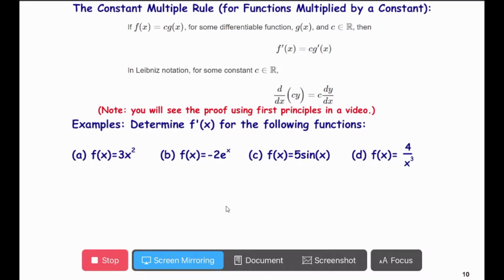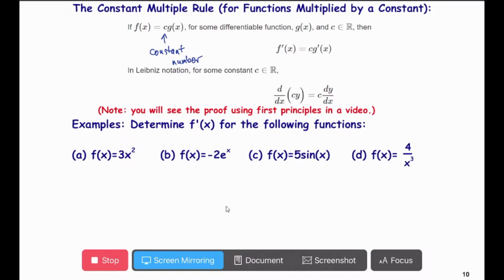Next up, let's take a look at the constant multiple rule. This is for functions multiplied by a constant value. We're going to observe that if f of x equals c times g of x, so c is some constant number. It's called the constant multiple rule, and we're dealing with constants that are multiplying our function.